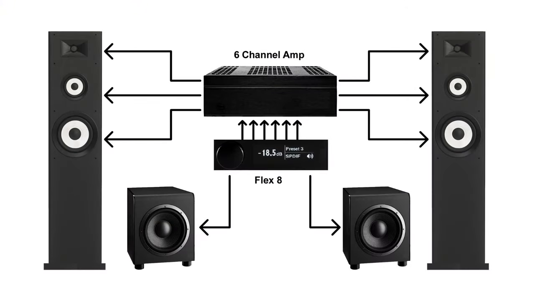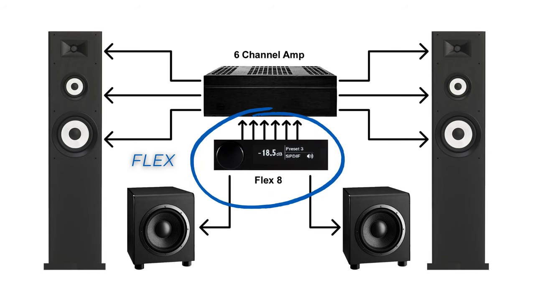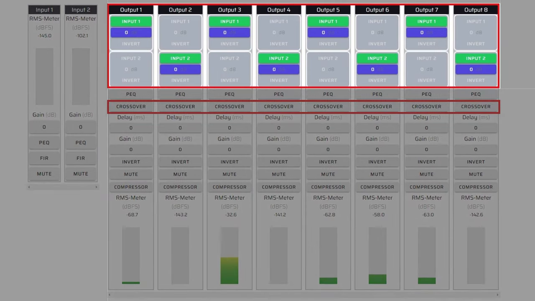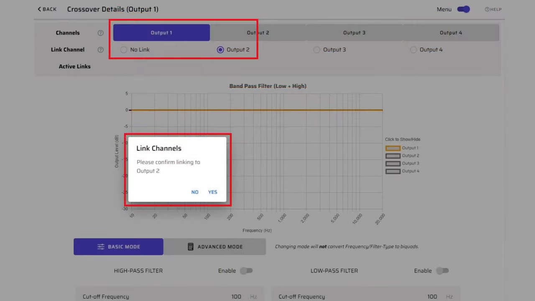This first crossover example uses a MiniDSP Flex 8 and an active three-way speaker system that includes stereo subwoofers. We will create a four-way crossover beginning with the tweeter and then progressing through mid-range, woofer, and subwoofer. This diagram shows how to set up the routing matrix and device console, with the left and right tweeters on outputs 1 and 2, mid-ranges on outputs 3 and 4, woofers on outputs 5 and 6, and subwoofers on outputs 7 and 8. For convenience, we will link the crossovers for the tweeters, mid-ranges, and woofers as pairs.